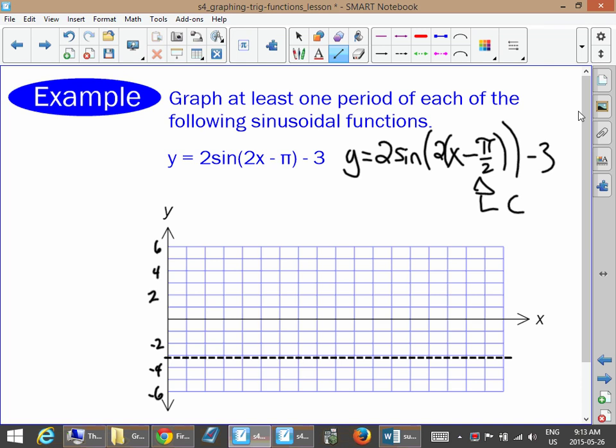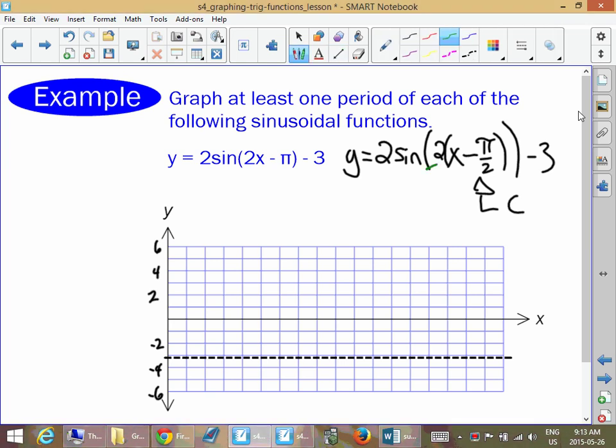Now, the period, well, the b value is 2 again. And we just did a question where the b value is 2. And when the b value is 2, we divide 2 pi by 2, and we get pi. So the period of this graph is pi. So if the period of this graph is pi, then that's what we need to understand, because we'll go ahead and make our graph based on that.